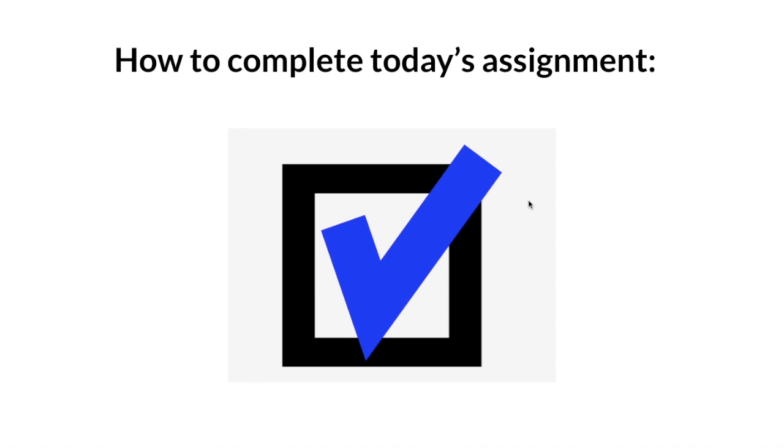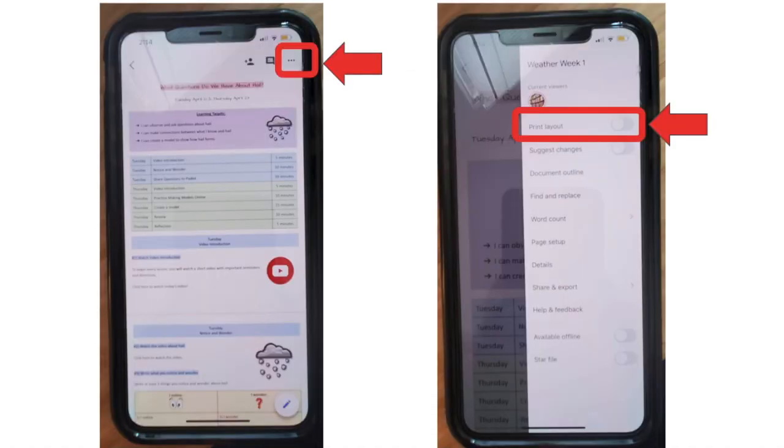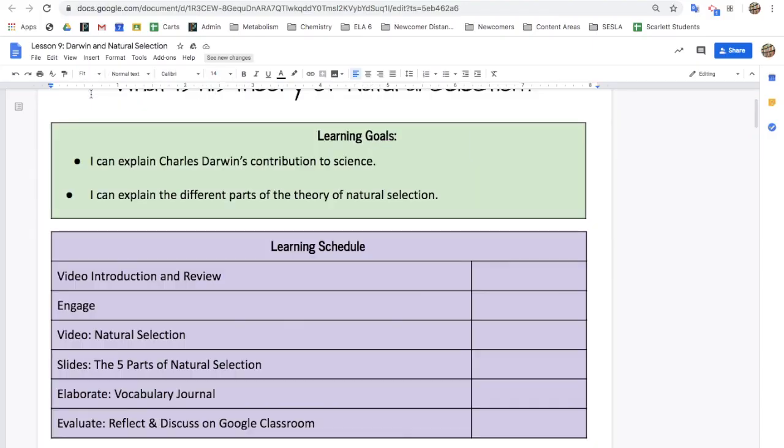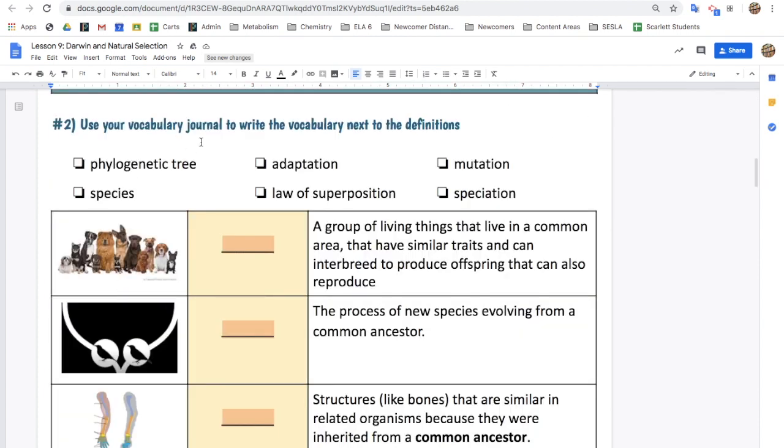How to complete today's assignment. If you're on a phone, make sure you're in print layout. If you're on the computer, fit your screen. Start by using your vocabulary journal to write the vocabulary words next to the definitions. If you can't find your journal, you'll have to go back to your previous lessons.